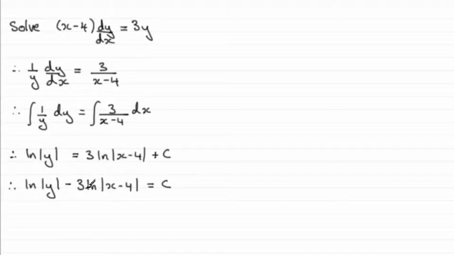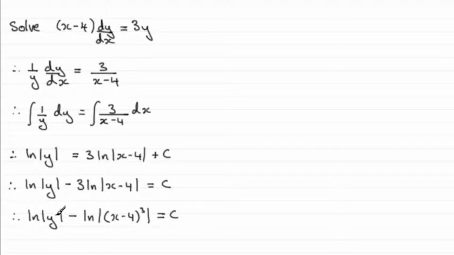Now we need to group up the log terms. But we can't group them up just yet when we've got this 3 in front, so we need to get rid of the 3 and we use the power rule for logs. That is, that 3 can go up inside that log. In other words, it is the log of the mod of x minus 4 all cubed there. Okay? So that's the power rule for logs, which you should be familiar with, and it equals that constant c.